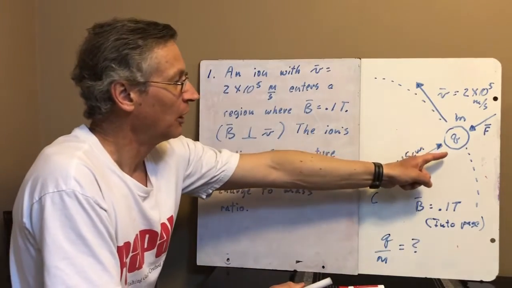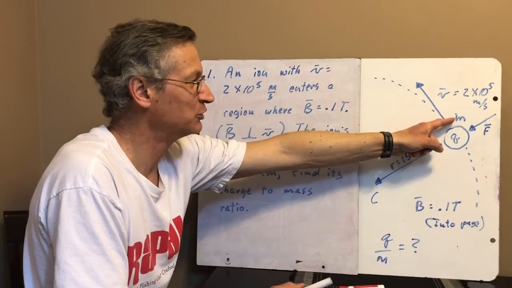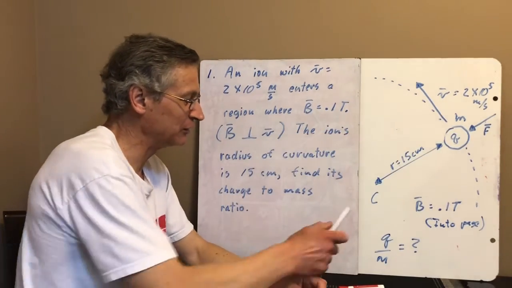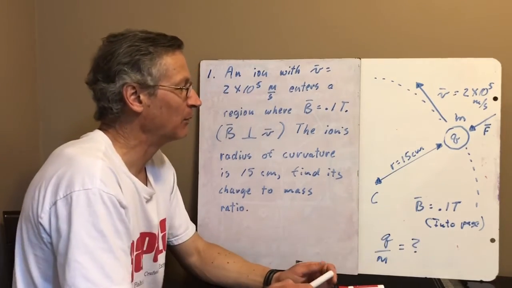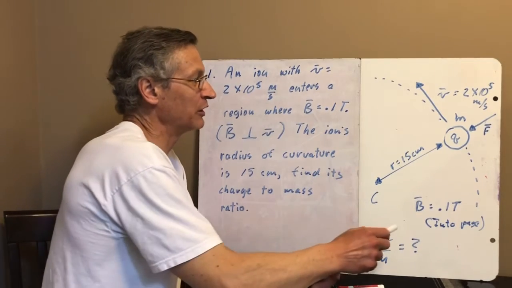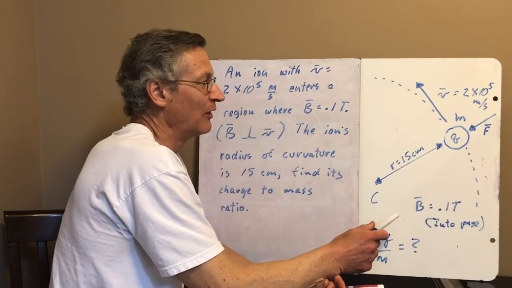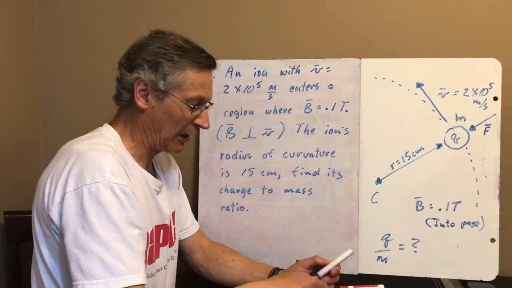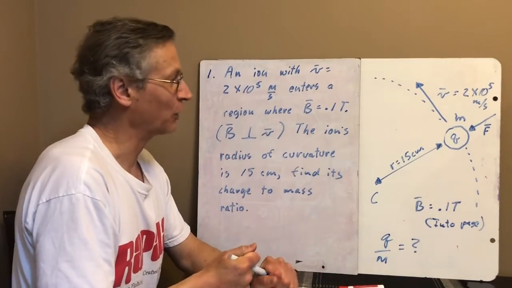There's our charge, Q, we don't know what the charge is. There's the charge's mass, M, we don't know what that is. And what we want to figure out is the charge to mass ratio. What's Q divided by M? What else do we know about this situation? Well, remember, it's moving in a circle. That means it's accelerating towards the center of the circle. That means there's got to be a force acting on it towards the center of the circle. And that force, of course, is a magnetic force.